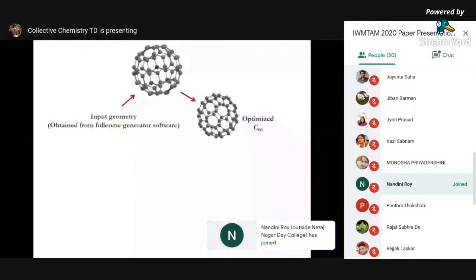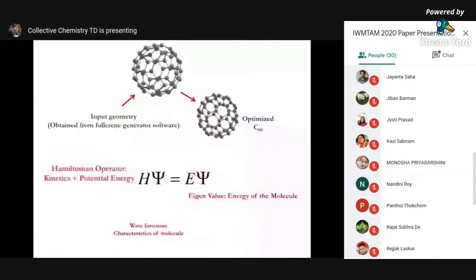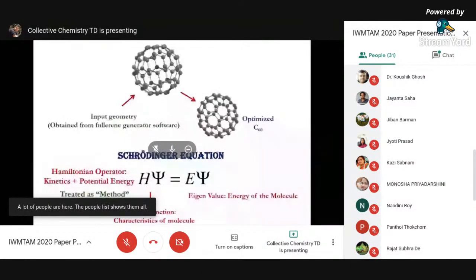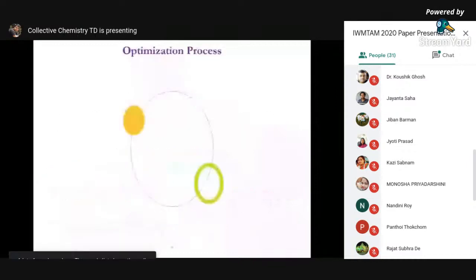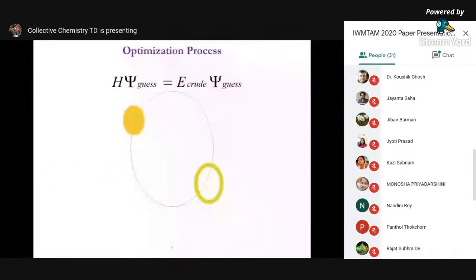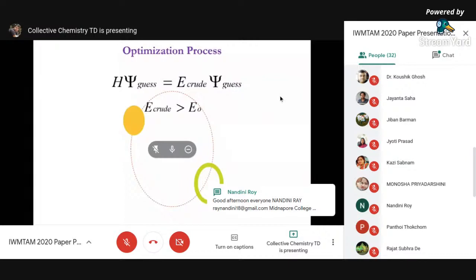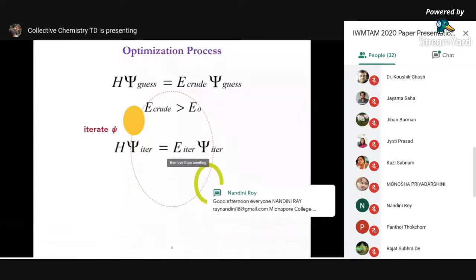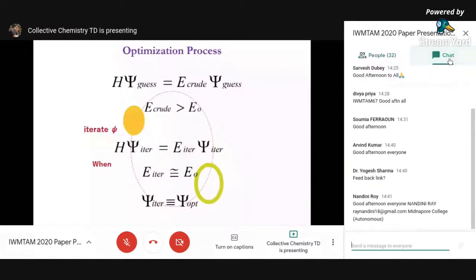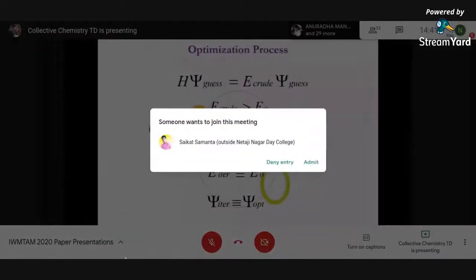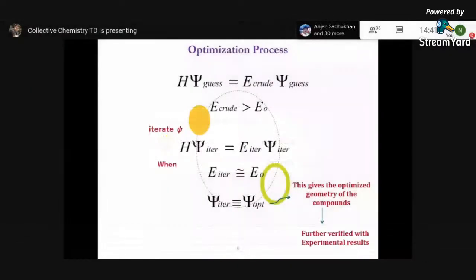This is the optimized geometry of the C60 fullerene, and we use the Schrodinger equation to optimize this fullerene. We all know the corresponding Schrodinger equation, so we don't discuss that. Now the optimization process is: we take a psi guess and apply the Hamiltonian operator, and we get the E value, but always E is greater than E0 from the variation theorem. From this the iteration goes on until E equals E0, and ultimately we get the psi value which corresponds to the optimized geometry of the compound, which is further verified by the experimental result.